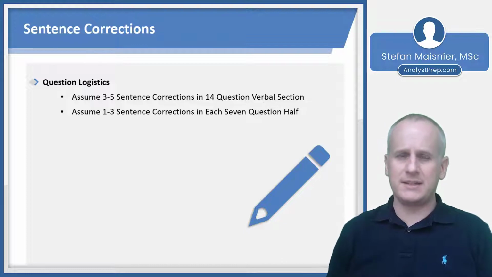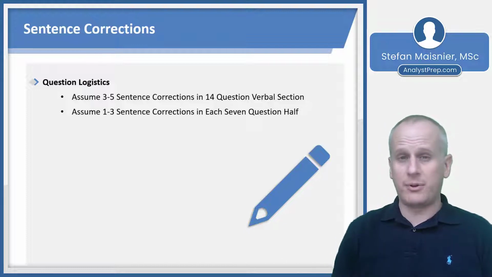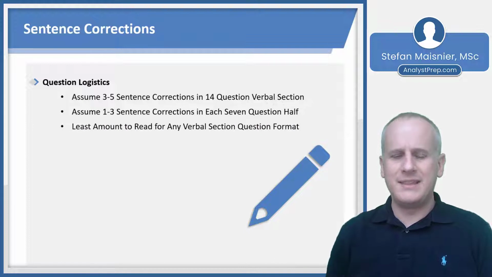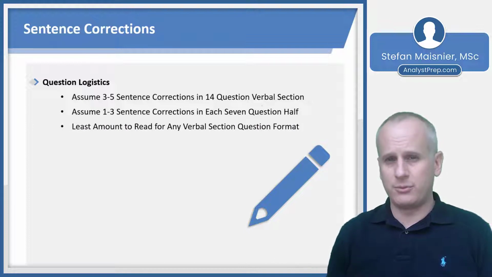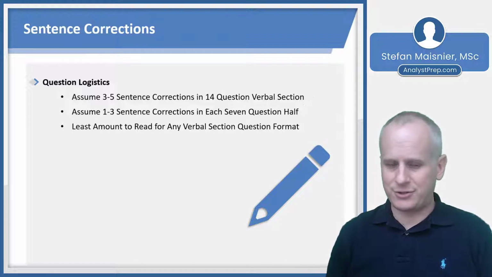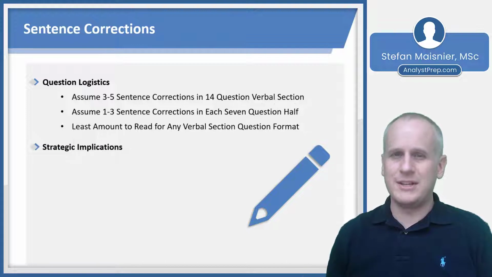So remember that in the executive assessment you can jump around, skip, and return to questions within a given half because this exam is adaptive by half, not by every question. And these questions do have the least to read for any question type on the verbal section. It's in the name. It's only one sentence. It's a sentence correction.